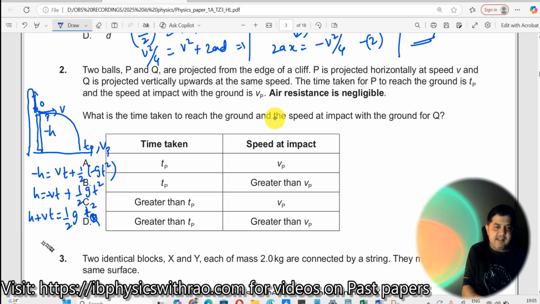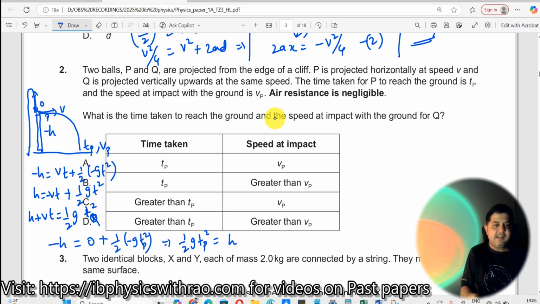Once again, I have minus h is equal to the vertical velocity term. The vertical velocity is 0 because I'm throwing it horizontally. Plus half into minus g tp square. In other words, half g tp square is equal to just h. Now you see, half g tp square is equal to h, half g tq square is equal to h plus vt, which means this factor is larger here as compared to the other.